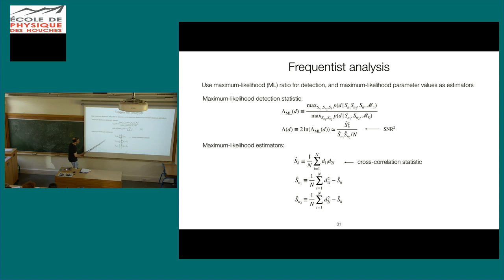Note that to get an estimator for SN1 and SN2, you have to take the covariance that comes from the data itself and then subtract off the contribution that comes from the gravitational wave contribution as well, because D consists of both signal and noise. Okay, is that okay? Okay.